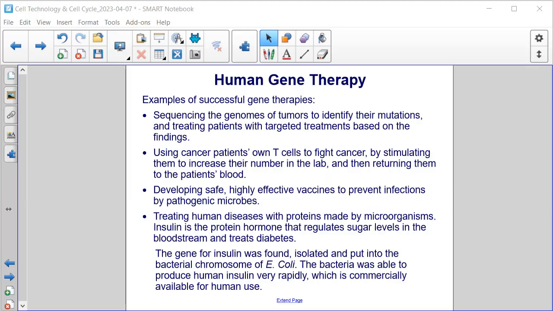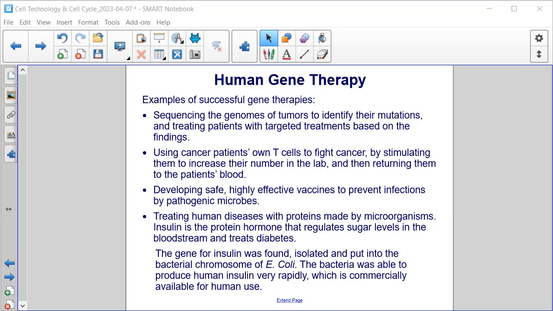Here are some examples of successful gene therapies: sequencing the genomes of tumors to identify their mutations and treating patients with targeted treatments based on the findings, using cancer patients' own T cells to fight cancer by stimulating them to increase their number in the lab and then returning them to the patient's blood, developing safe, highly effective vaccines to prevent infections by pathogenic microbes, treating human diseases with proteins made by microorganisms.